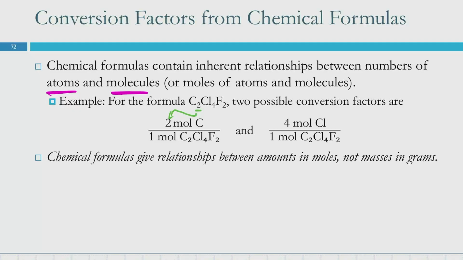If we did the same thing, but we cared about chlorine, our subscript for chlorine is 4. So if we were to break this into all of its little pieces, if we think of it like a little Lego construction, if we were to pull all the pieces apart, we'd find that we've got 4 chlorine atoms in there. So we'd get 4 moles of chlorine out for 1 mole of whatever the big thing is. And it's important to remember that these chemical formulas give our relationship between amounts in moles or atoms or molecules, not in terms of their mass in grams.